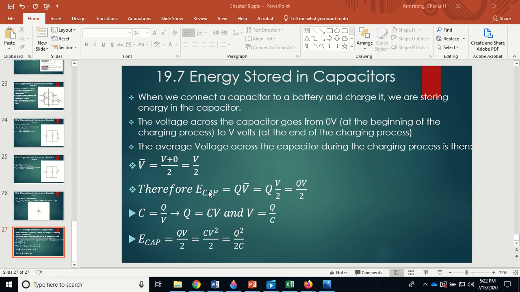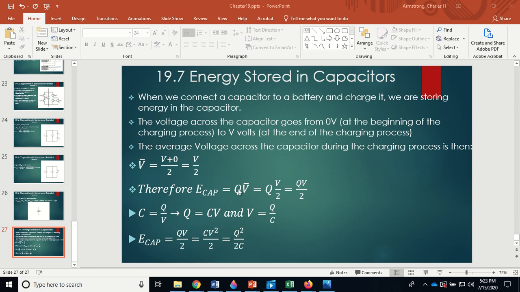The energy stored in the capacitor is going to be equal to the charge times the average voltage. I'm trying to remember where we covered this. The book has it at this point. Did we cover this? Anyway, the energy is going to be charge times voltage, the charge stored in the capacitor times the voltage.